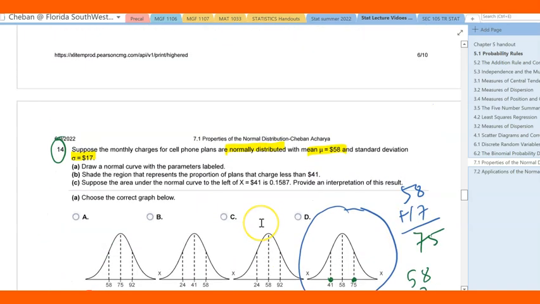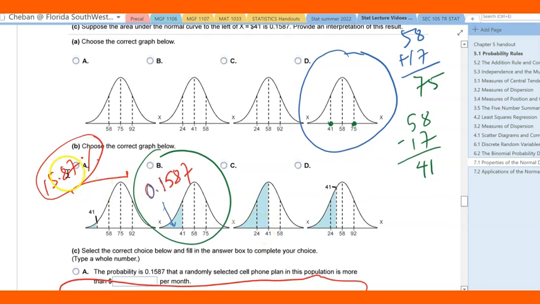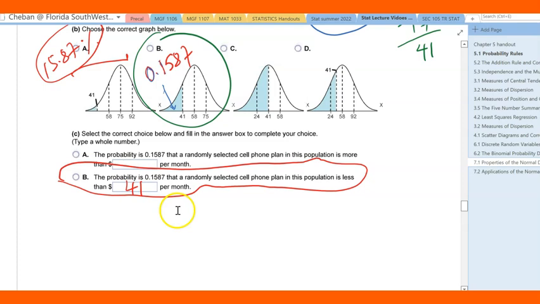In other words, in that particular plan, 15.87% of people pay less than or equal to $41. Okay, I should say almost 16% pay $41 or less. That's what this interpretation is.